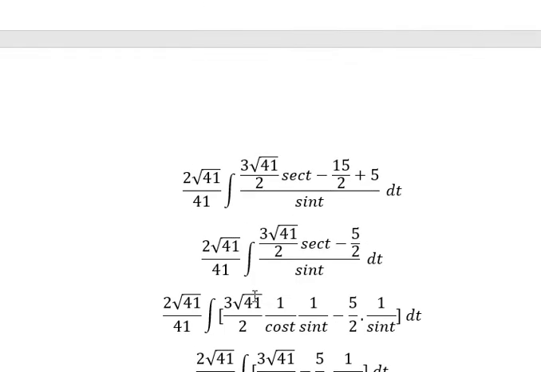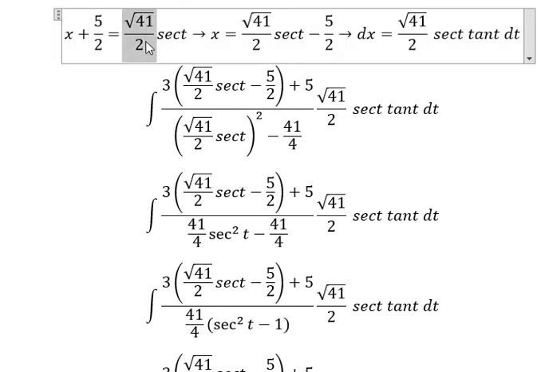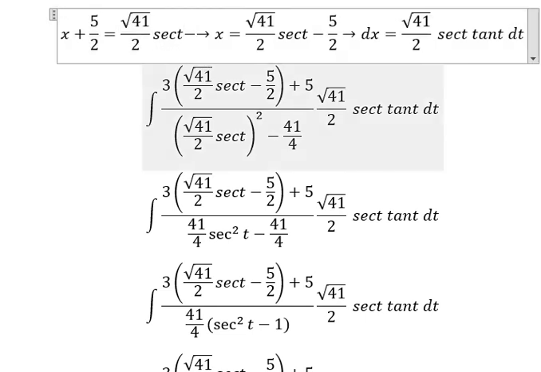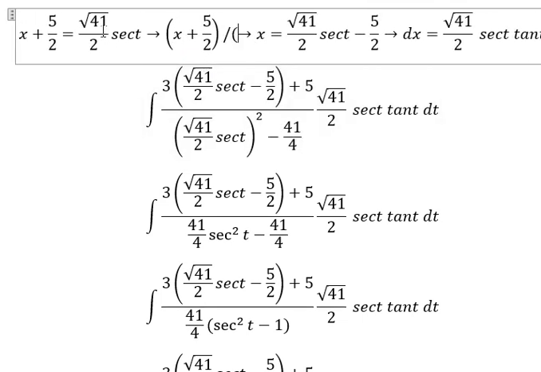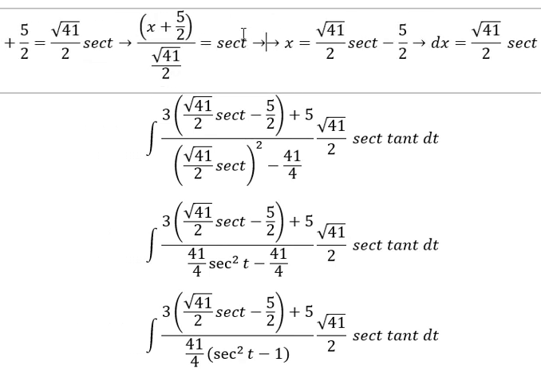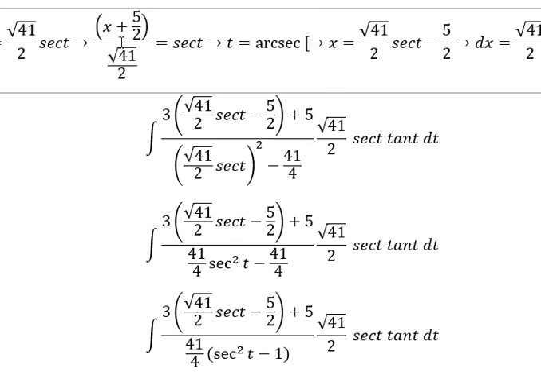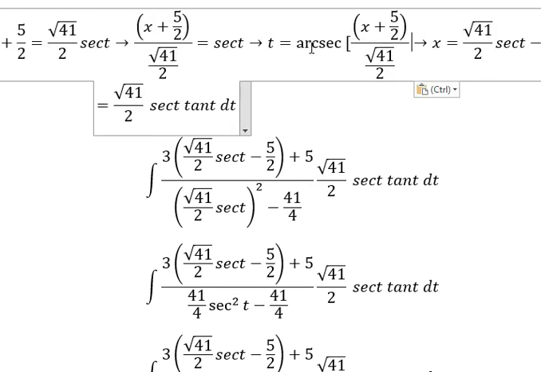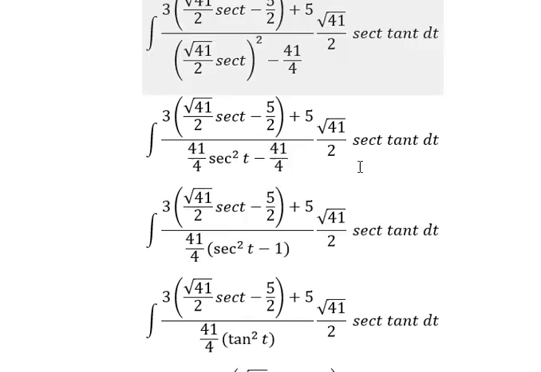About t, we need to return back to here. So we divide both sides by the square root of 41 over 2. So you got t equal to secant of this one. So we put this one to replace for t.